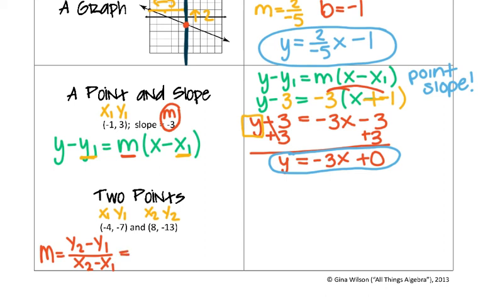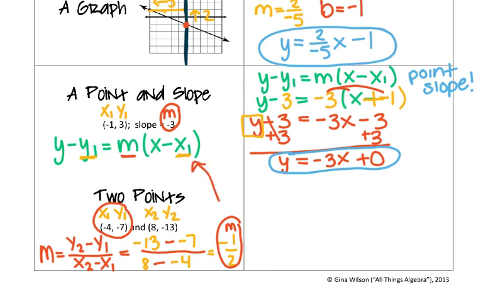So if I'm using this, I would do y2, which is -13, minus y1, which is -7, over x2, which is 8, minus x1, which is -4. And if I were to use the calculator, I would get -1/2 as my slope. So now what I would want to do is use, okay, here's my m, and I have this point here, and so I want to use this new formula, our point-slope formula, and plug into it.